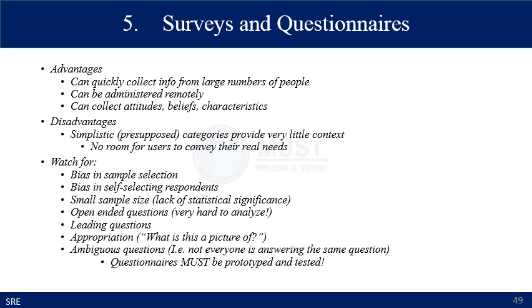For example, simplistic categories provide very little context, and there is no room for users to convey their real needs, because the questionnaires and surveys will have specific questions which do not cater to the actual needs or desires of the users. Again, you have to watch for the bias in the sample selection.